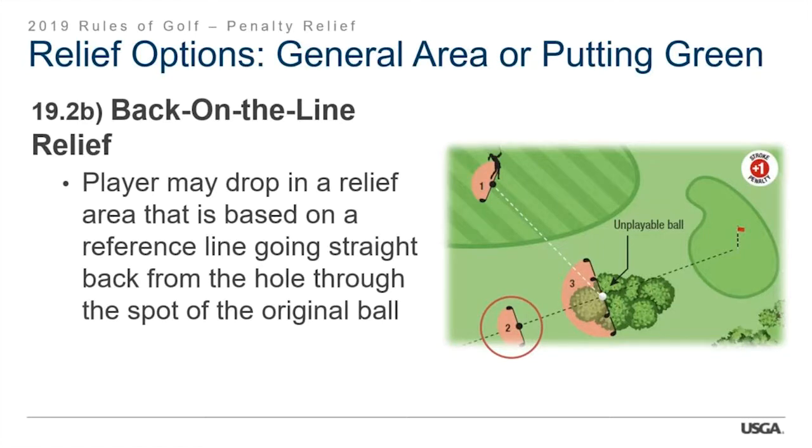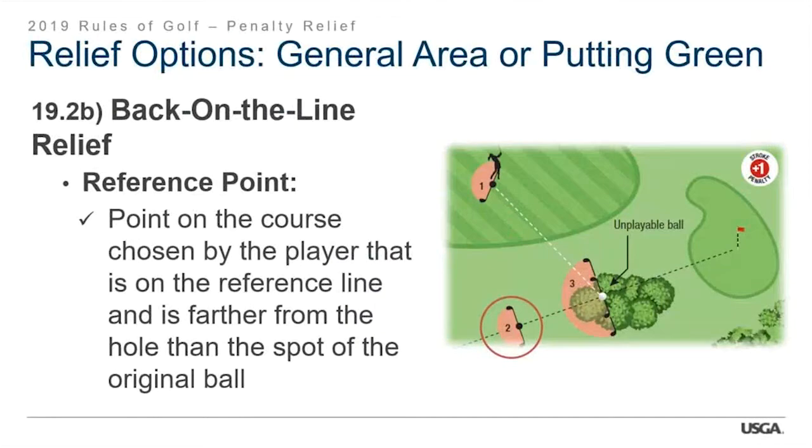You select your reference point. If you don't select it and drop it, your reference point is defined for you by where your golf ball hits the golf course. Or let me go through this a little more clearly, since I've got the slides up here, to make sure we get that point on the course that is on this reference line.